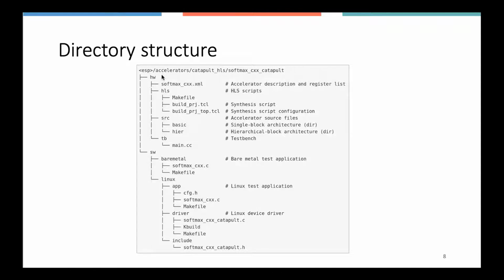In the hardware directory, we have an XML file that contains the accelerator description and the register list, as well as an HLS directory for the HLS scripts, and some directories for the sources of both the synthesizable code and the test bench. As well, we have a software directory for the bare metal application and for the Linux application that comes with device drivers.